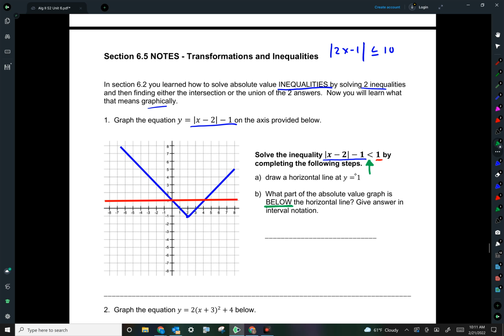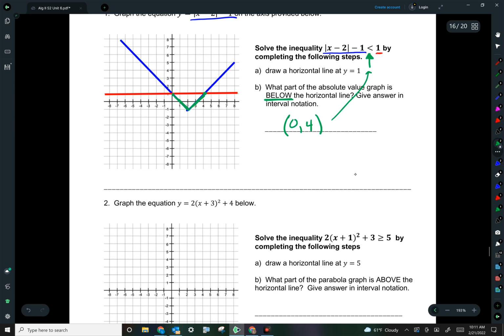Well, the part of the blue, the part of the absolute value that's below would be from this point, all of this down here, and all of this down here is actually below the red graph. And so, since it's not just 1 point, since it's a whole interval, we would say everything from x equals 0 all the way over to x equals 4. Remember, when we write interval notation, we use x values. And the reason I'm using parentheses is because up here that less than did not have an equal to sign with it, right? It was just a less than. Okay, so we're solving these by looking at the graphs. So look at number 2.